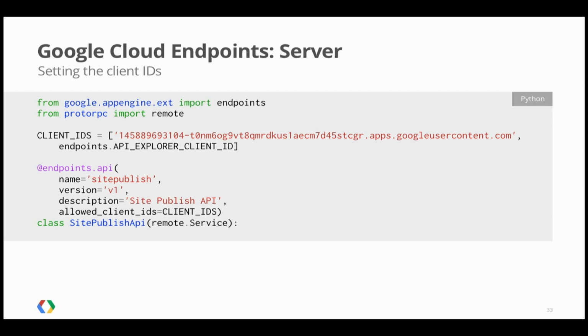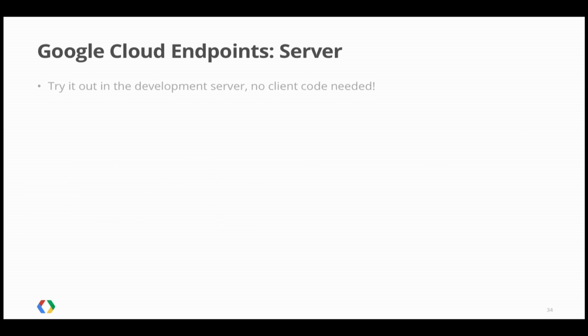This is a feature of Endpoints that makes it really easy to test your service without writing any client code. This is a built-in general-purpose client for experimentation and trying things out. So you add this ID to the list of clients that the service is expecting, and you can use this really powerful tool. And it's so powerful, I want to demonstrate it.